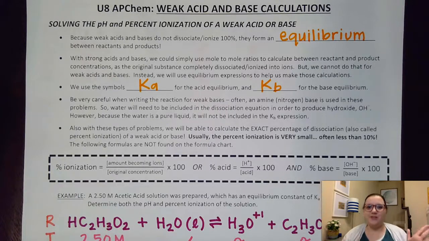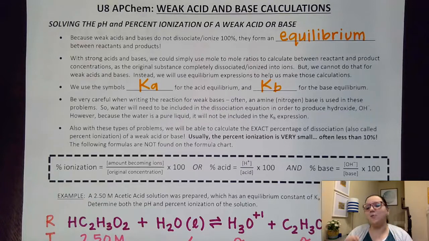In this video we're going to talk about weak acid and base calculations. In our previous video we looked at strong acid and base calculations, where whatever acid or base we had completely, 100%, splits up into ions, and so we could use stoichiometry ratios to figure out the concentration of those ions. Then we could plug those concentrations into either a pH or a pOH calculation in order to finish solving the problem.